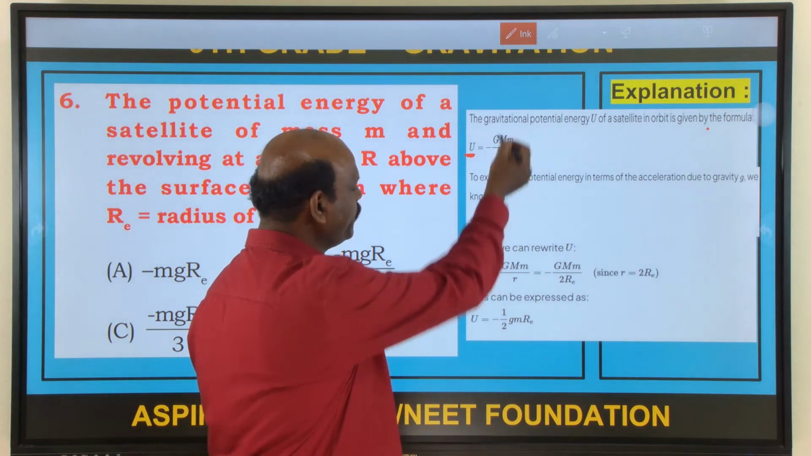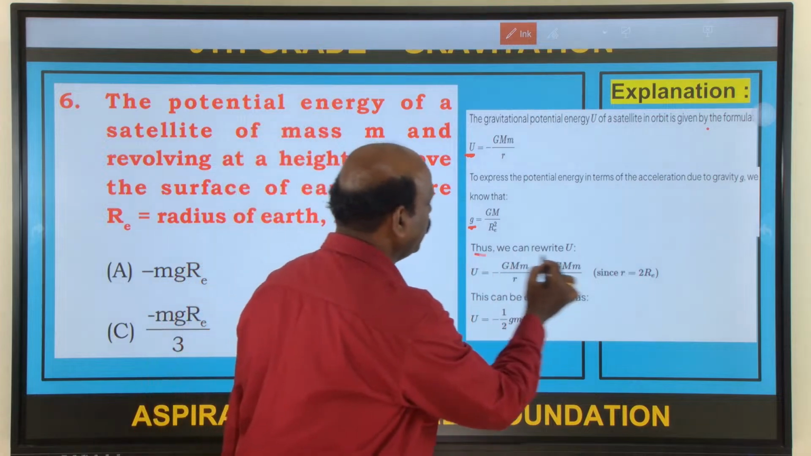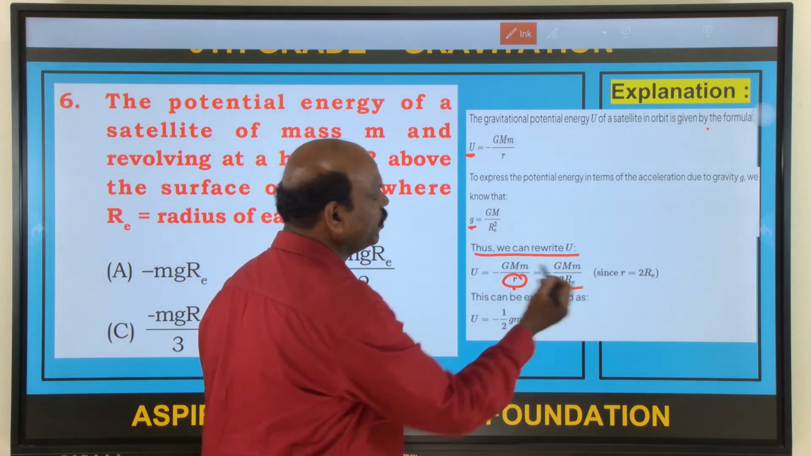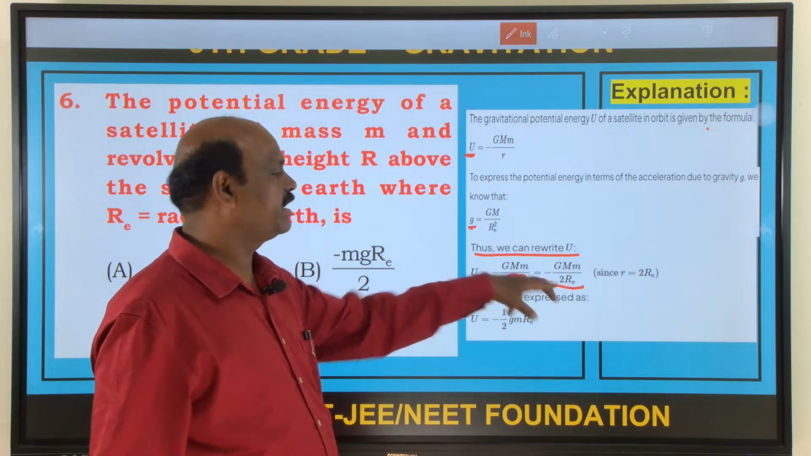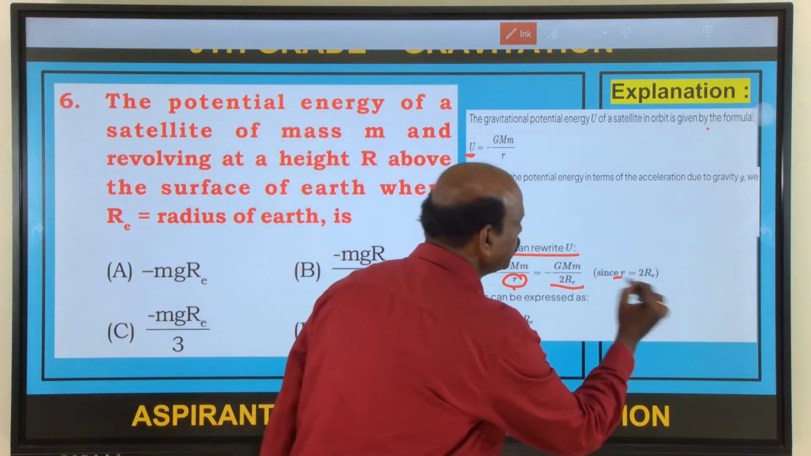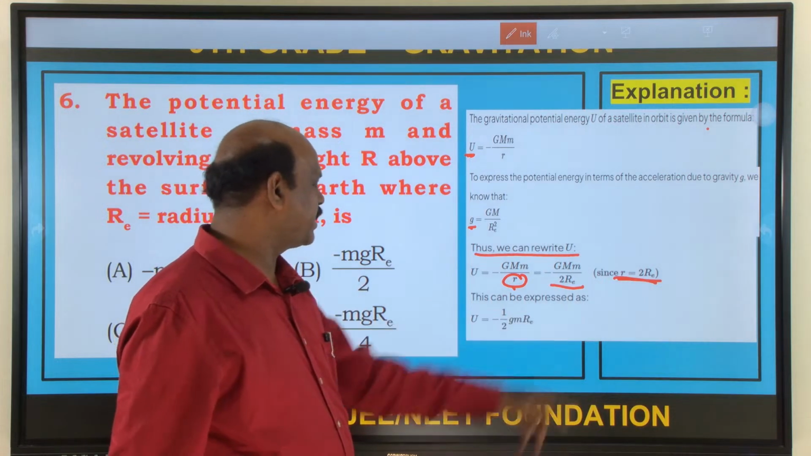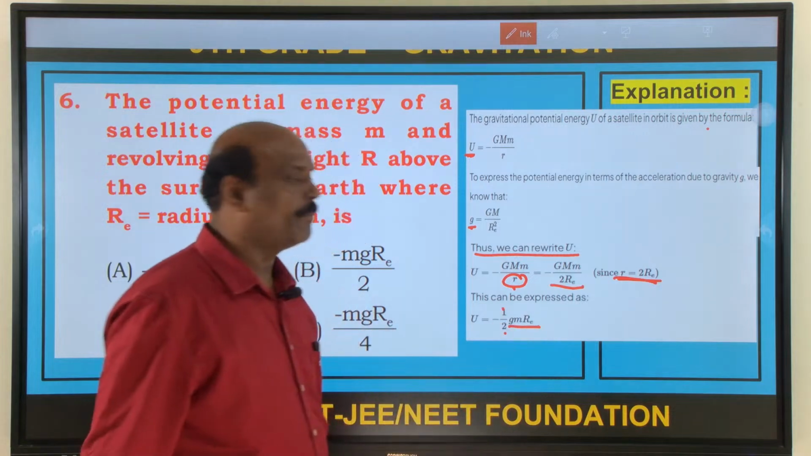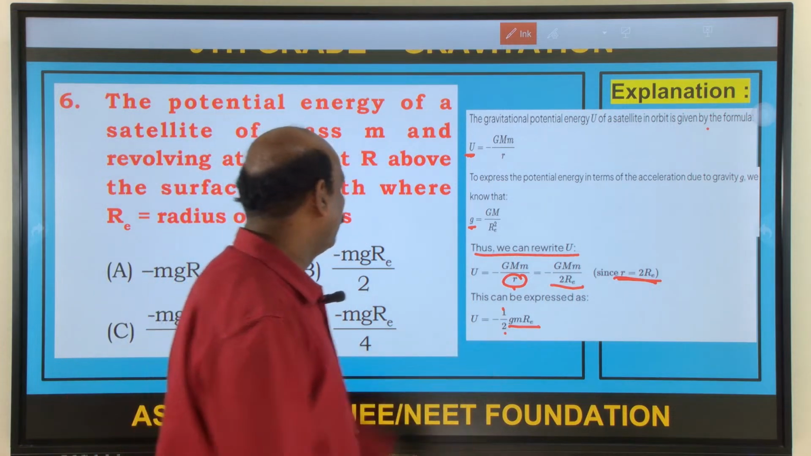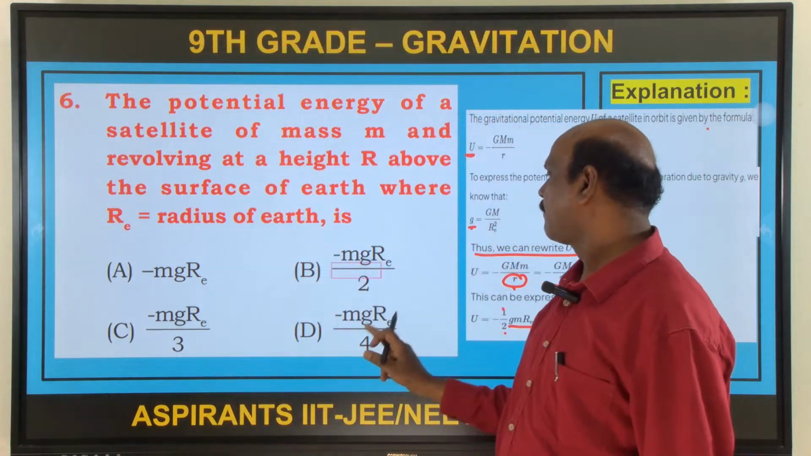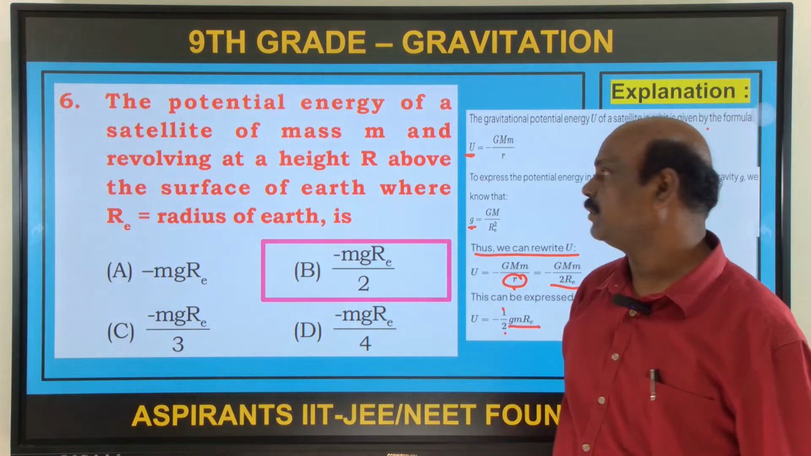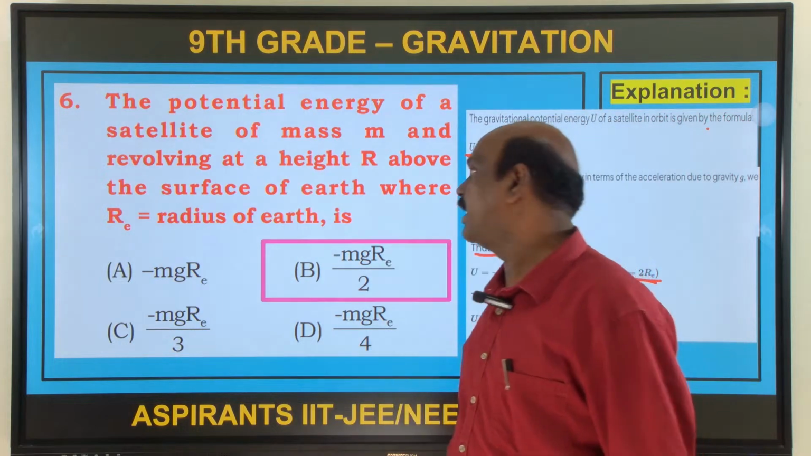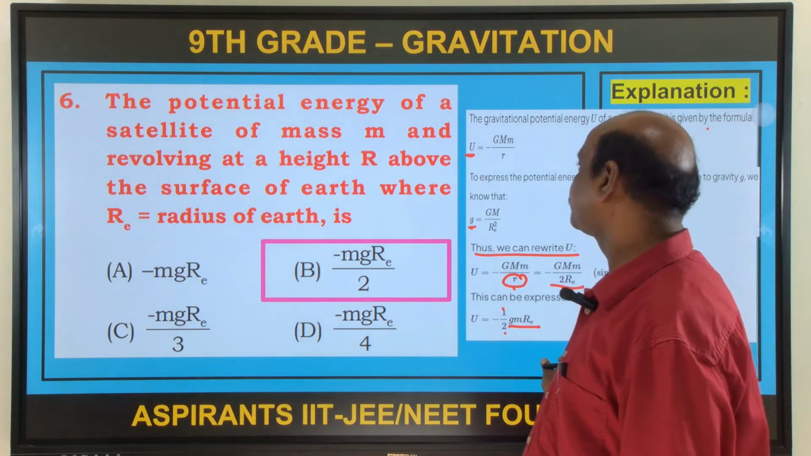Substituting this g value, you will observe U is equal to G M m by R, where R is equal to 2 RE, that is twice the radius of the earth. By simplification, you observe it is half, so the answer is m g RE by 2. That is the relationship for the potential energy of a revolving body at a certain height. So next question.